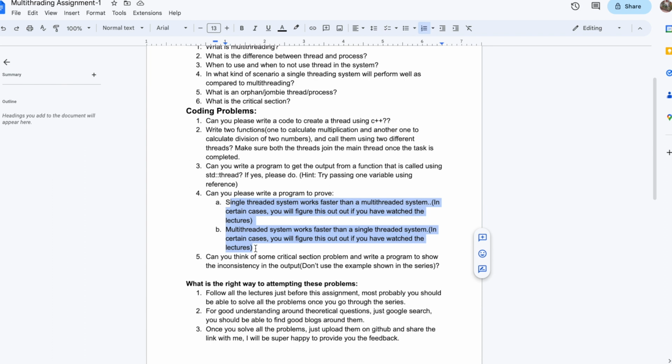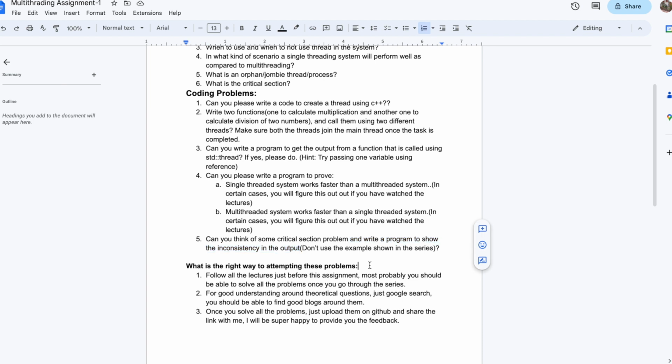If you have gone through the lecture series, then I think these two problems will be fairly straightforward. Now the fifth question is: can you think of some critical section problem and write a program to show the inconsistency in the output? What does that mean? You have to take one critical section scenario, and your code should generate different output for different executions.